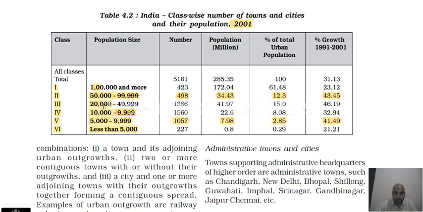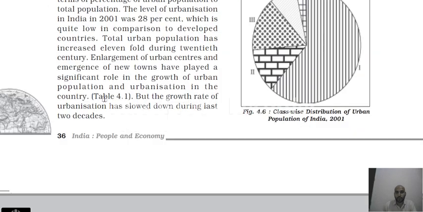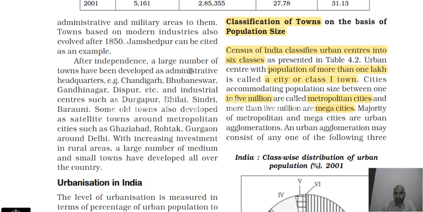If population starts from 50,000 and it goes up to 99,999, that is called a class 2 population town. And if the population is more than that, then it is called a class 1 town. So this was about the census and how the population size classifications of towns are done on the population size basis.